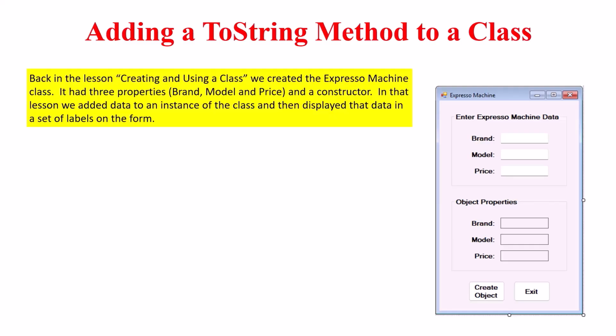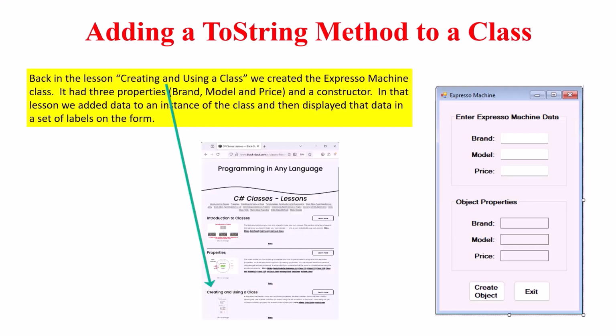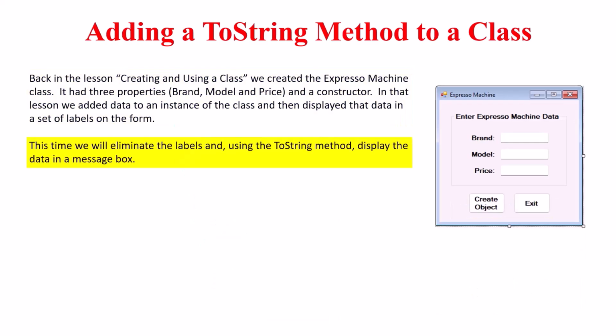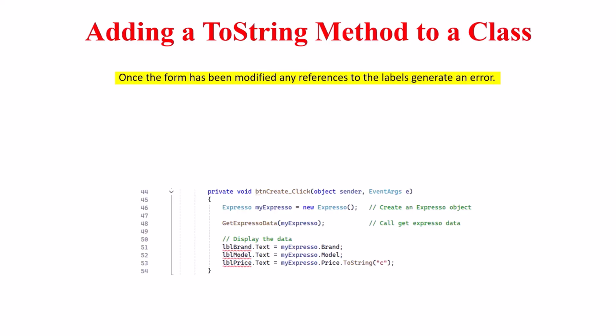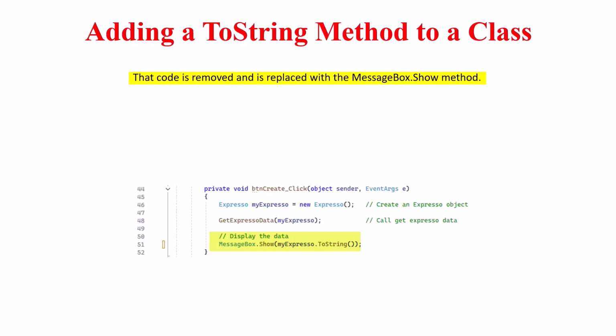Back in the lesson Creating and Using a Class, you can find this on the website, we created the Expresso machine class. It had three properties: brand, model, and price, and a constructor. In that lesson, we added data to an instance of the class and displayed that data in a set of labels on the form, as you can see right here. This time, we will eliminate the labels and, using a ToString method, display the data in a message box. Once the form has been modified, any reference to the labels generates an error, as you can see here. That code is removed and is replaced by the MessageBox.Show method. As you can see now, we're using the myExpresso and the ToString method.